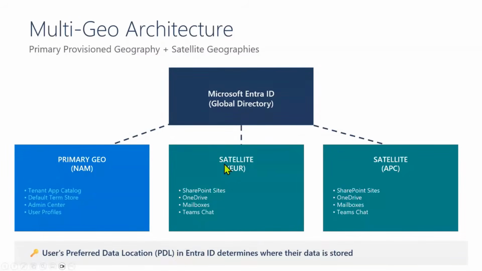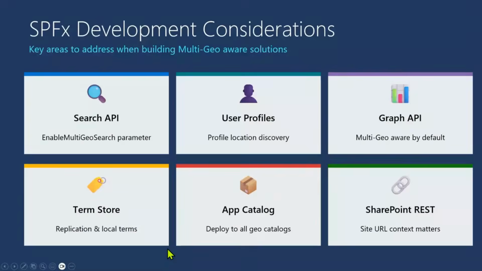I said there are 30 plus, depending on the organization. So as I said previously, the user's preferred data location in Entra ID determines where the data is stored. So the PDL is very, very important in the multi-geo environment.